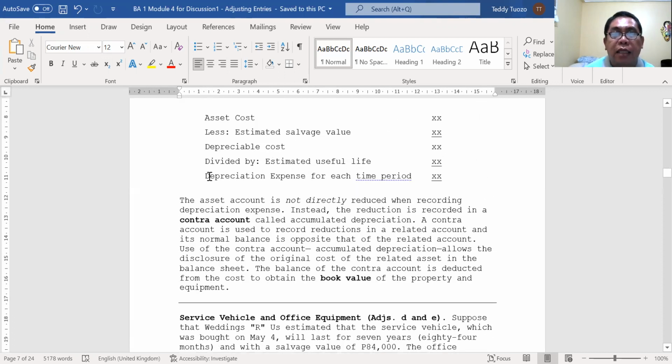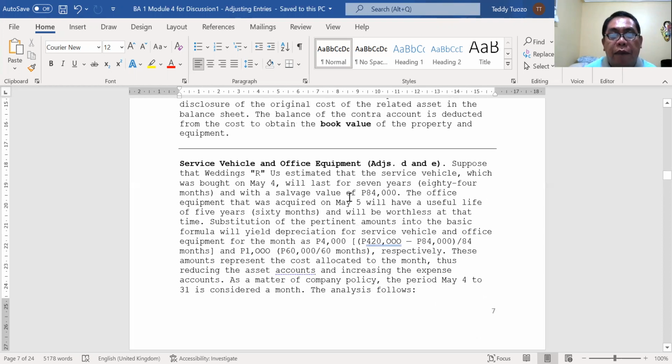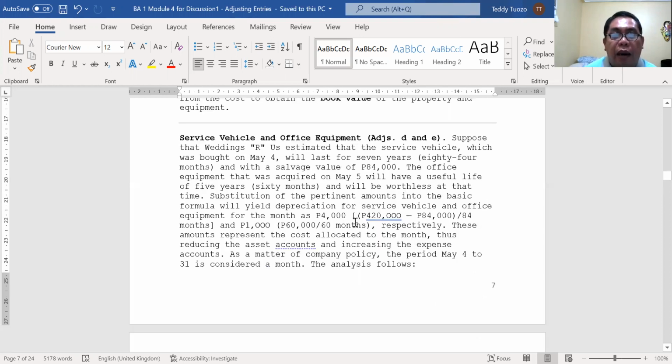Remember that the difference between the cost of the asset minus the accumulated depreciation is equal to the net book value, or simply book value. Okay, service vehicle. You have there a service vehicle that was acquired for 420,000, and there was a salvage value, I think, of 84,000. The salvage value here, as given in the problem, is 84,000.